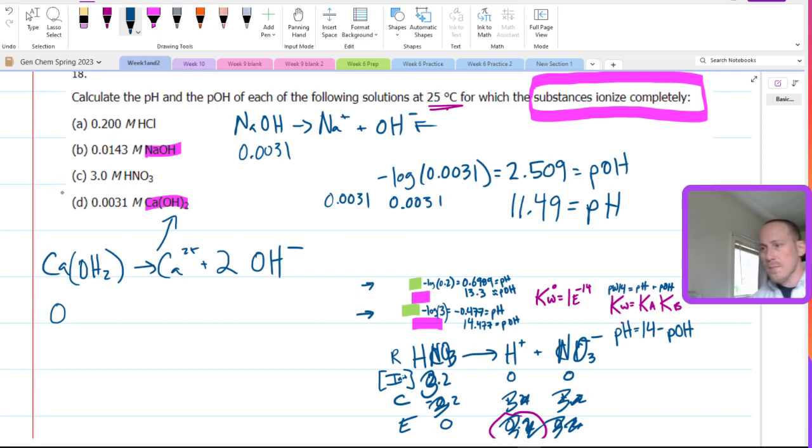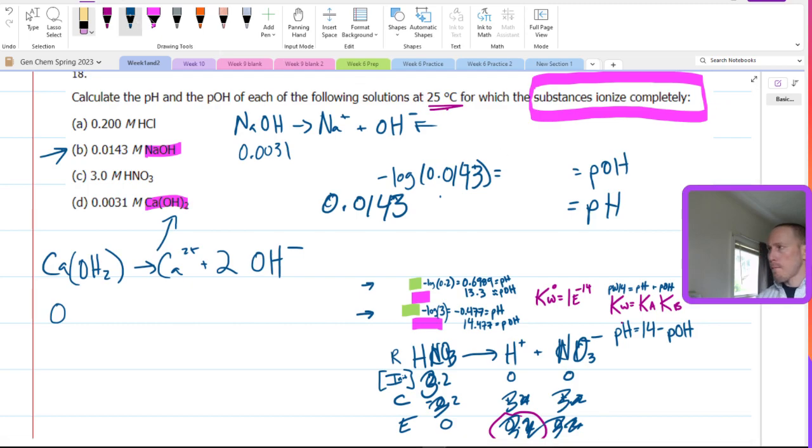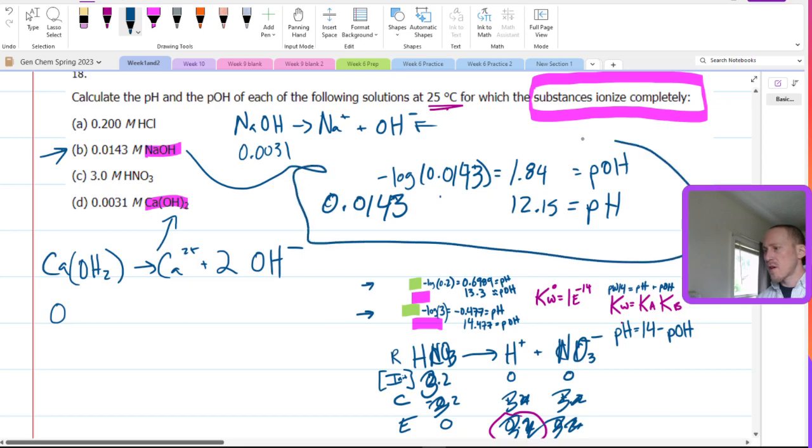Okay, my bad. On this one, I meant to say 0.0143 because I'm doing sodium hydroxide here. So 0.0143, and so that pOH is actually 1.84 and 12.15. Okay, so sorry, so that's this right here.